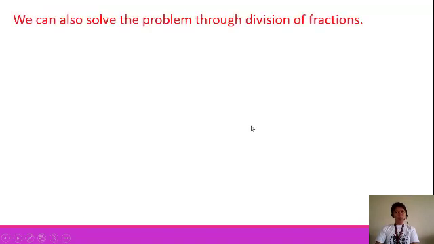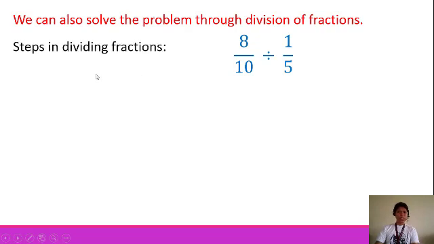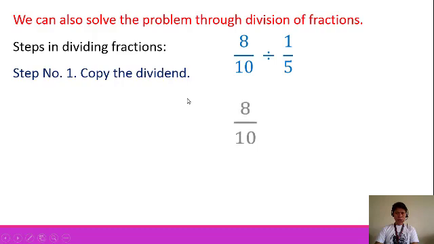Another way is we can also solve the problem through division of fractions. We have 8/10 divided by 1/5. So this will be our number sentence. So what are the steps in dividing fractions? We have step number 1, copy the dividend. This is the dividend and this is the divisor. So we just copy this 8/10.